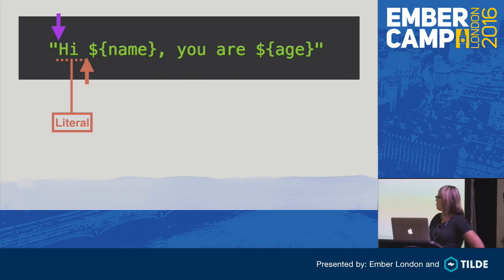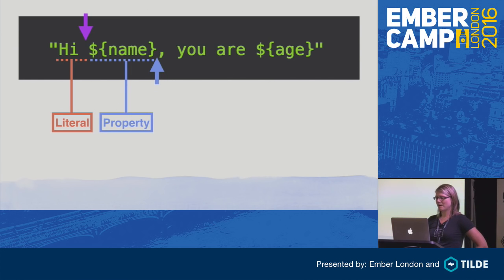So now we're in a different mode. We are reading in a dynamic part, until we find the end of the dynamic part, indicated by a closed curly brace. So again, quite simple. The parser goes on until it finds this closed curly brace, and this is a dynamic part. The first one was a literal, and the next one will be pushed onto the stack as a property.